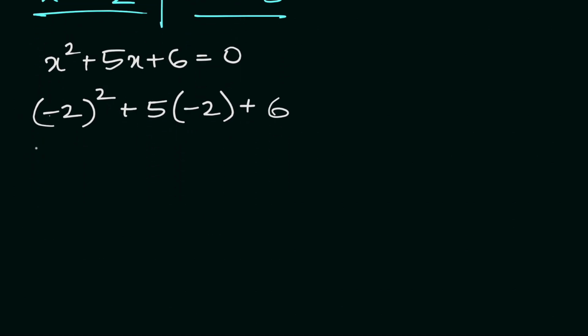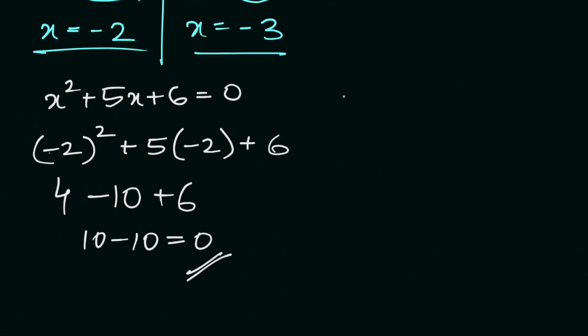Minus 2 whole squared is equal to 4. 5 into minus 2 is equal to minus 10 plus 6. 4 plus 6 is equal to positive 10. 10 minus 10 is equal to 0. So our answer is correct.